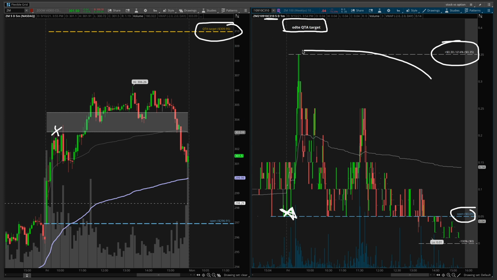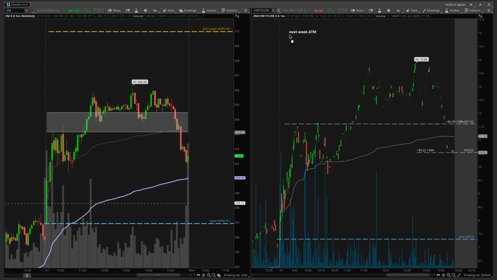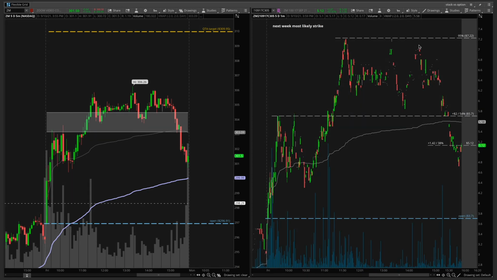This is a 1 minute time frame, by the way, for all of the options. This is the next week at the money option. So it opened at $7 and at the targets was going for $11, but by close was going for $10.52. Talking about a 44% increase. And this would have been the 305. And this is the 305 call for next week. So this strike right here, the same strike that I chose, but just not the 0 day.